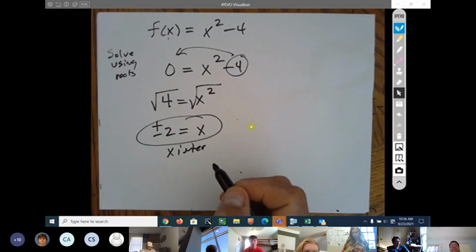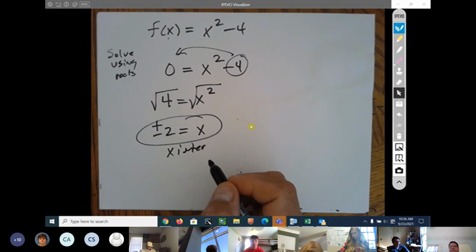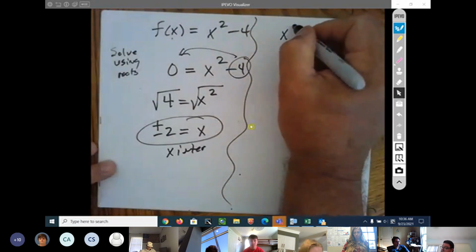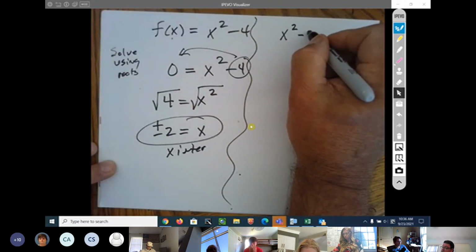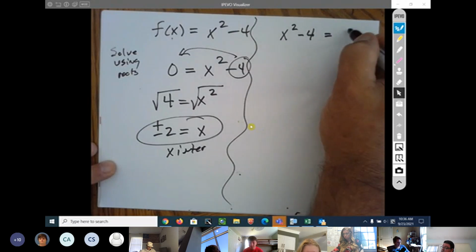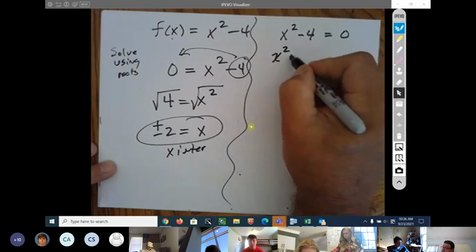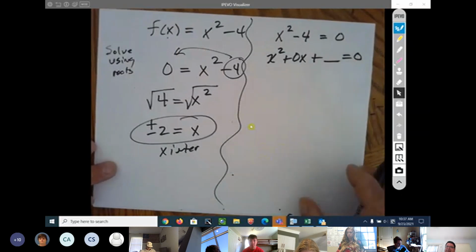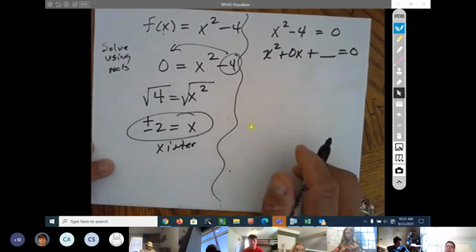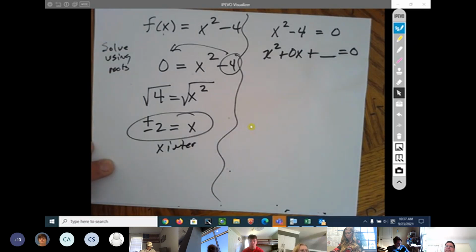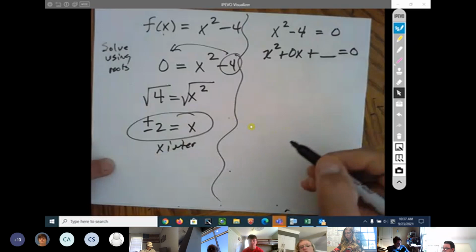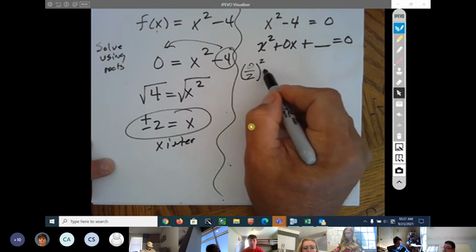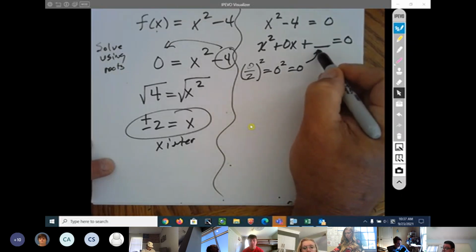Now notice you don't have the vertex. So I'm going to complete the square right quick. x squared minus 4 is equal to 0. x squared plus 0x plus blank is equal to 0. There's a reason I'm doing this, okay? What's half of 0? 0. And 0 squared is 0.